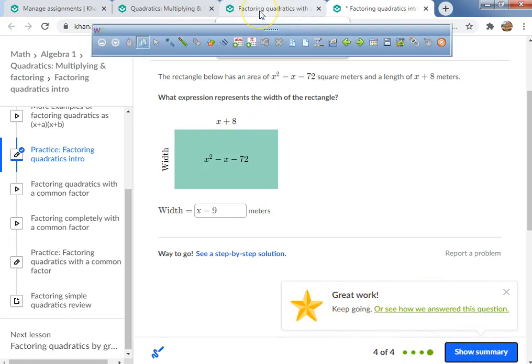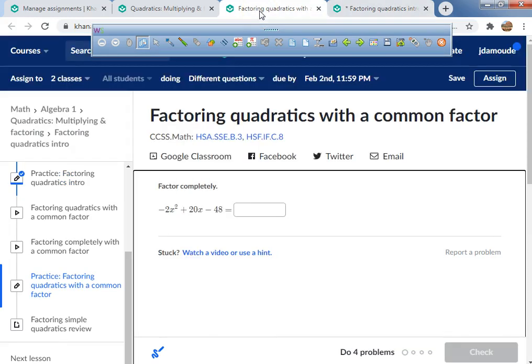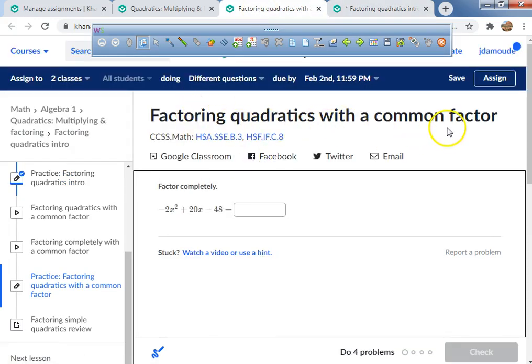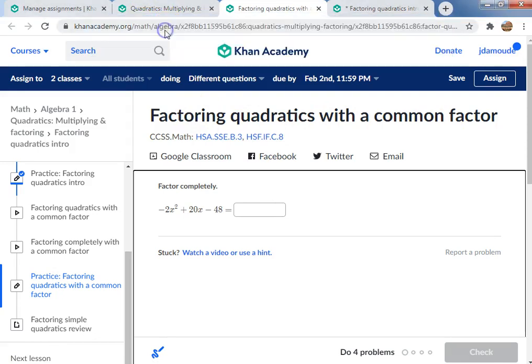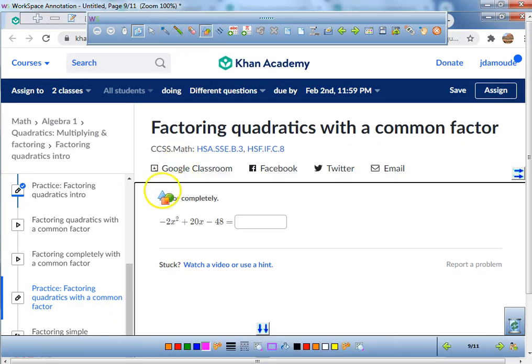We're going to keep going with something a little bit different. Factoring quadratics with a common factor. So this one we're going to spend a little bit more time on, then you'll have the rest of the period to work. So if you would, please. We're going to factor this guy completely. So please write that down nice and neat.